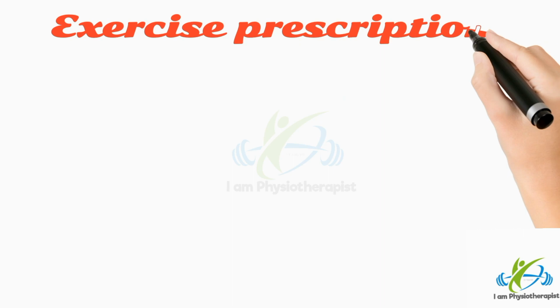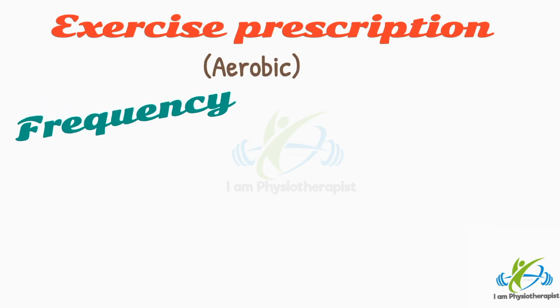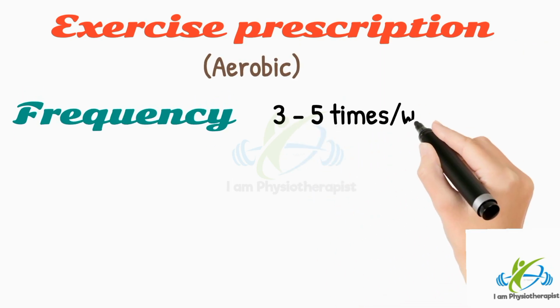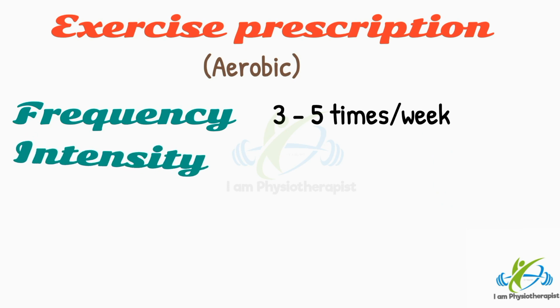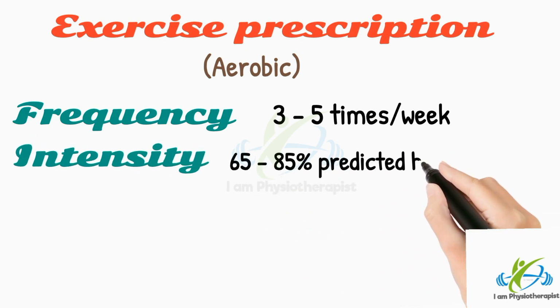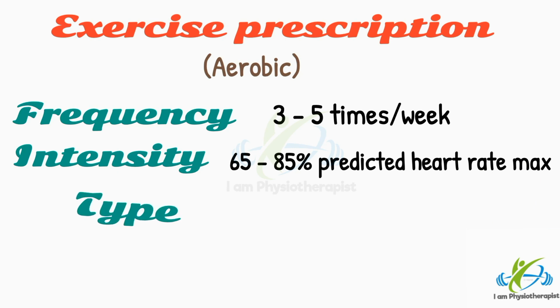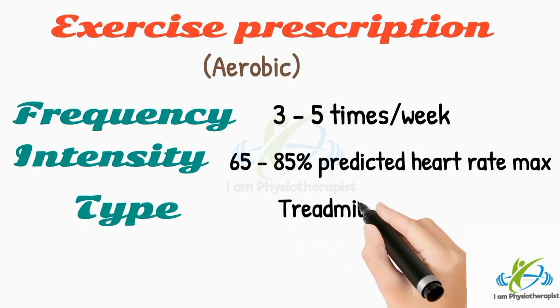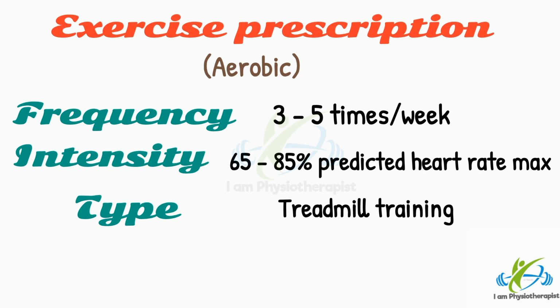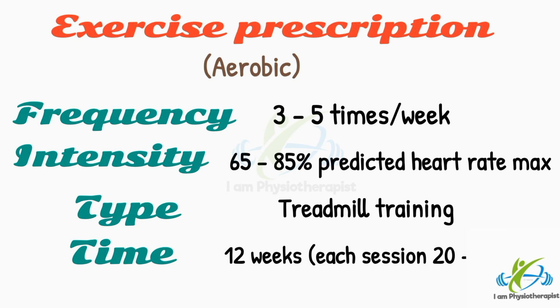Exercise prescription. Frequency 3 to 5 times per week. Intensity between 65 to 85% predicted heart rate max. Type: treadmill training, whether walking or running. Time. Duration of treatment can vary. Some studies suggest that it should be 12 weeks, but depending on the condition of patient. Duration of each session should be at least 20 to 40 minutes.